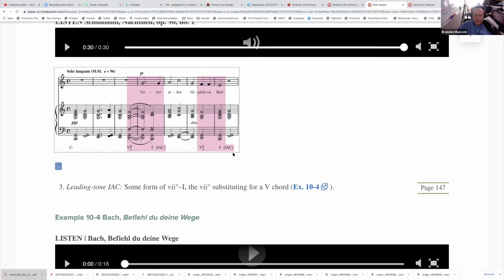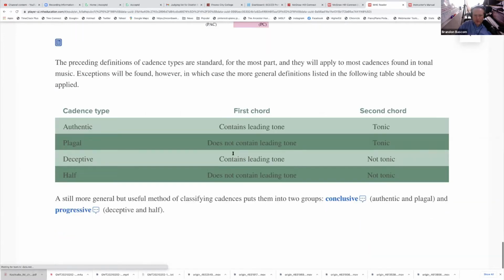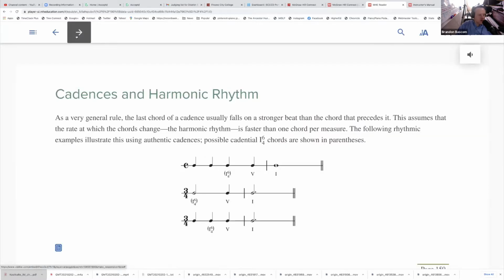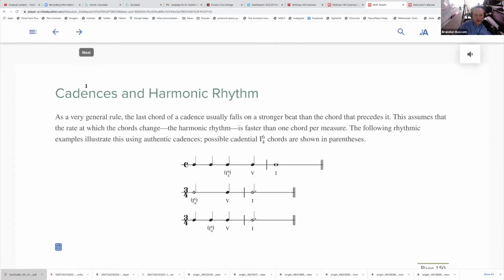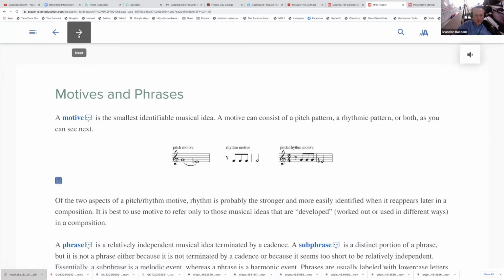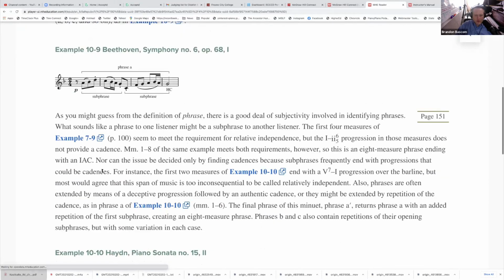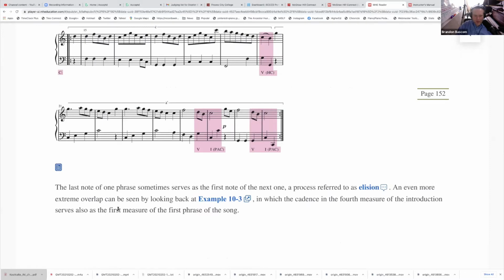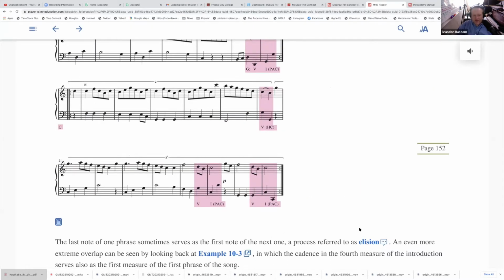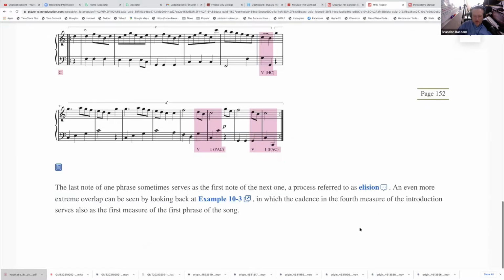Okay, where the devil did I go? Okay. So, elision. The last note of one phrase becomes the first of the next. Questions? We good?